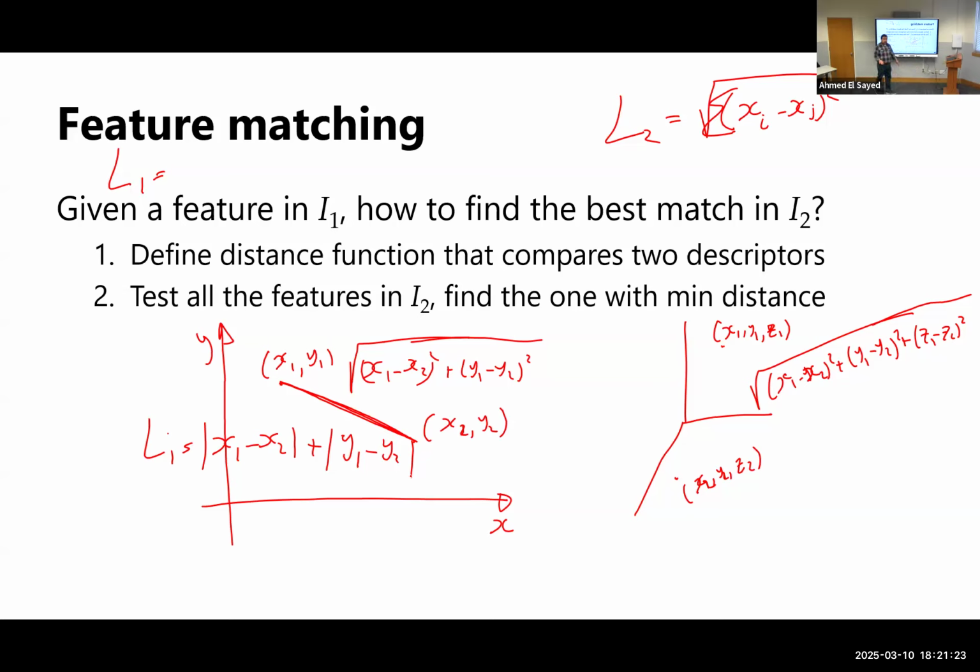Are these the only 2 distances? The answer is no. We have many definitions of distance. Some of them assume the points are in Euclidean space, where the surface is flat. Some of them are for non-Euclidean spaces, like finding the distance on a pole.